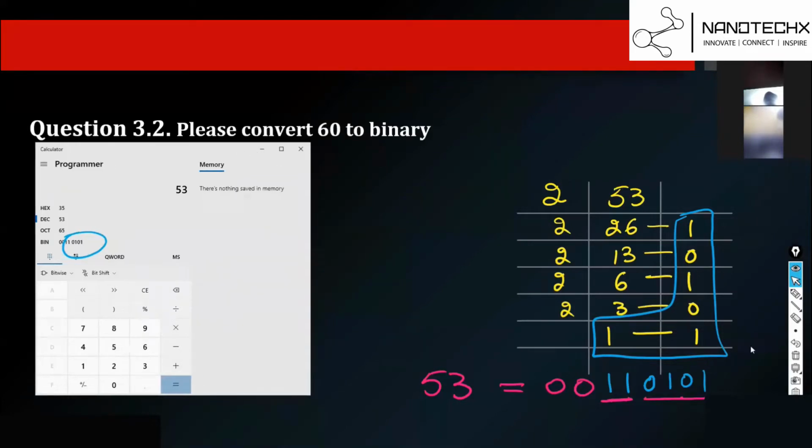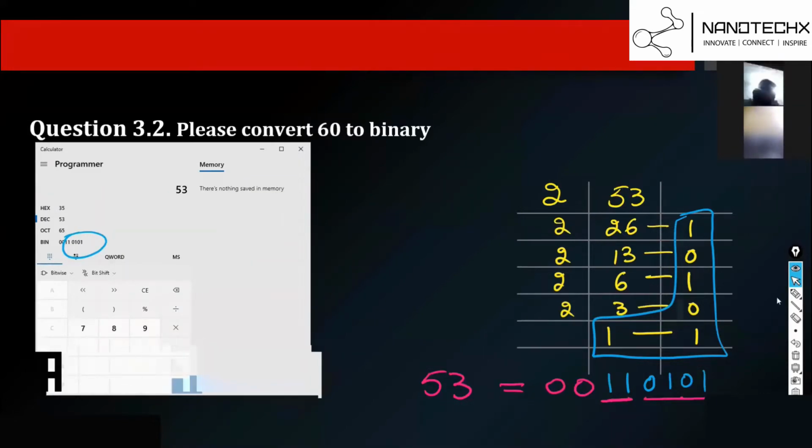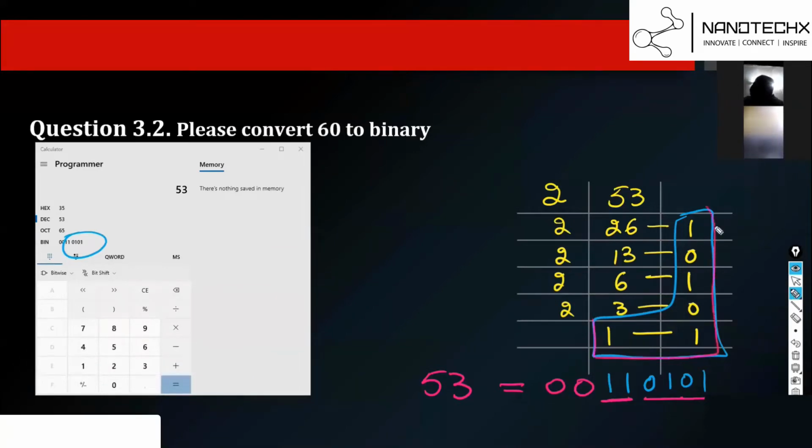Why are you including forward? Masika says the last reminder. This is how we have to do it. We have to start from here, and we have to include this number. This is the way. Okay, very clear. Yes. So let's move.